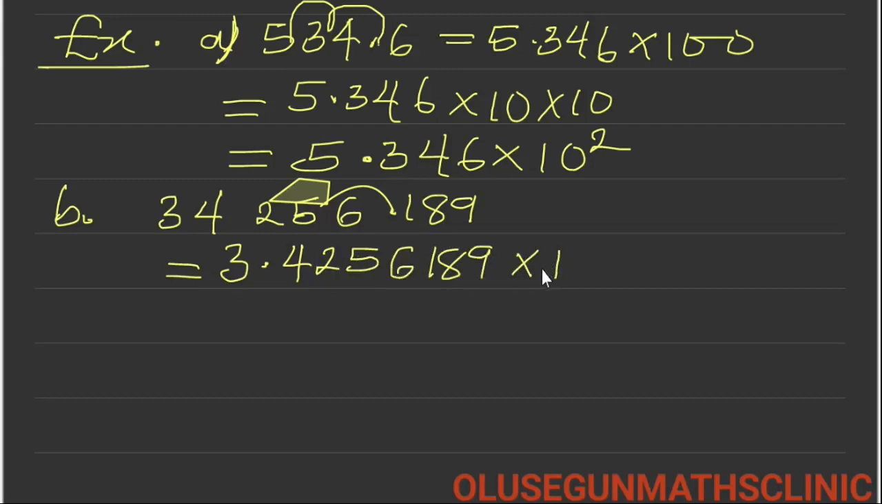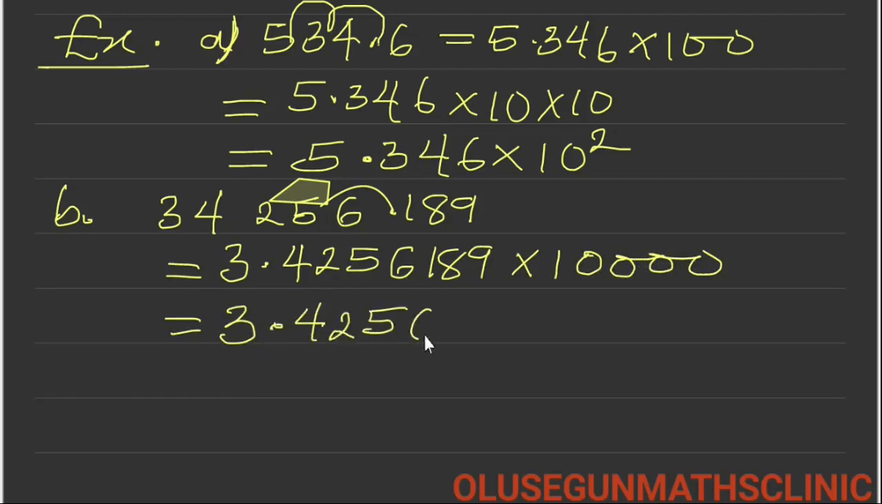times, it's moving 4 times, so you now have 0, 0, 0, 0. So since it's moving 4 times, you now say that it is 3.4256189 times 10 raised to power 4. So that is just the way you write it in standard form.